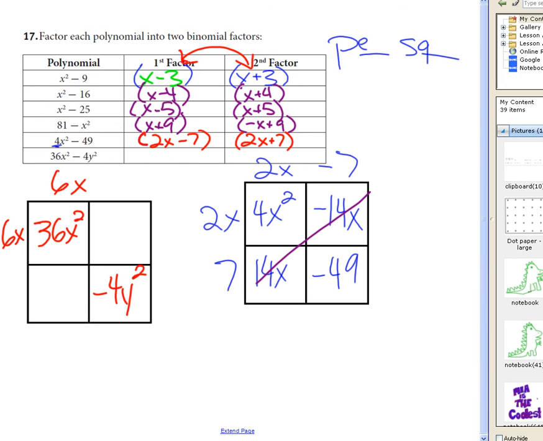So negative 4y squared. What can you multiply by itself that'll give you that? 2y. And if one of them's positive, the other one negative. Okay? So again, we could have 12xy, negative 12xy. We don't really need it. So our two factors are just 6x, what? Plus 2y, 6x minus 2y. And that's pretty much as ugly as those are going to get.